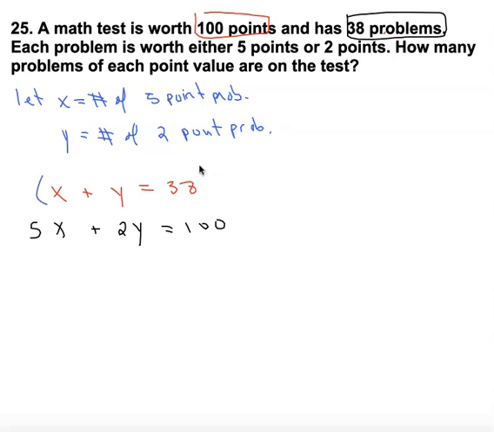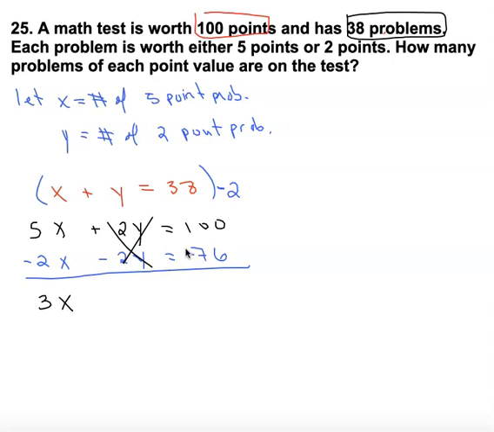I'm going to go with elimination here. I'll eliminate my y's this time. I'll multiply everything by negative 2. So this will give me negative 2x minus 2y, and 38 times negative 2 is negative 76. 5x minus 2x is 3x, negative 2y and positive 2y cancel. And then 100 minus 76 is equal to 24.